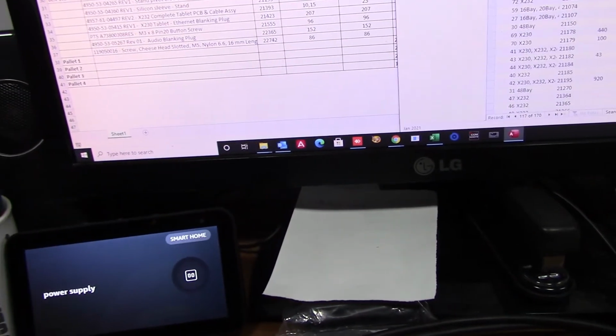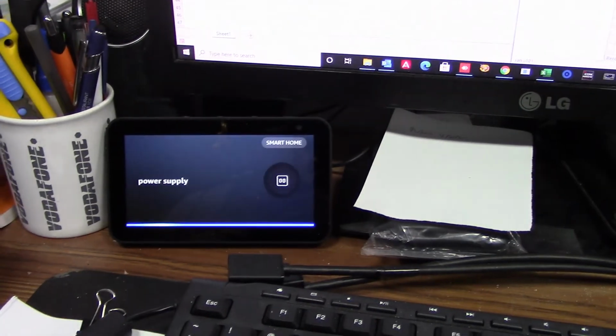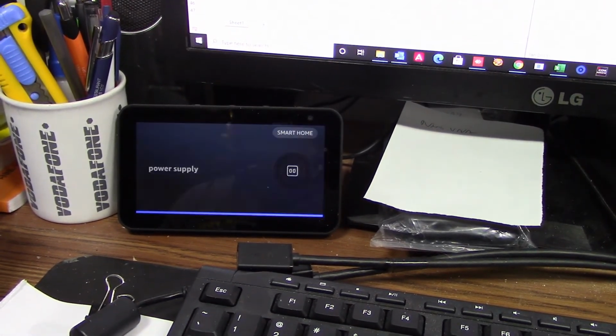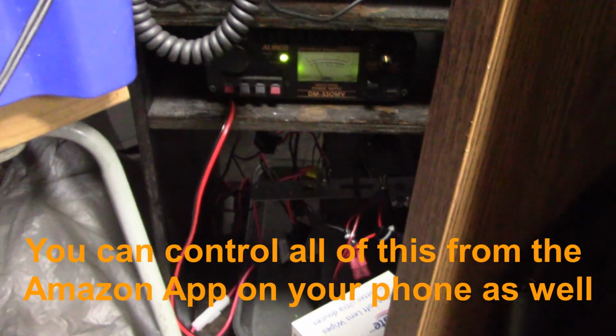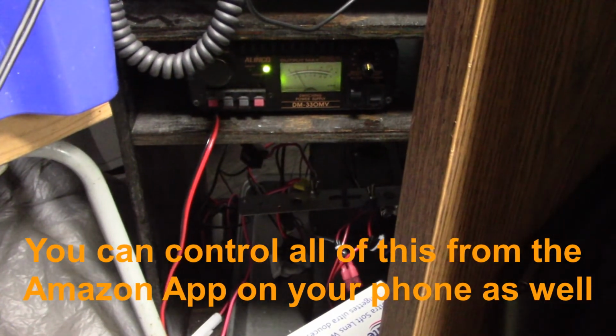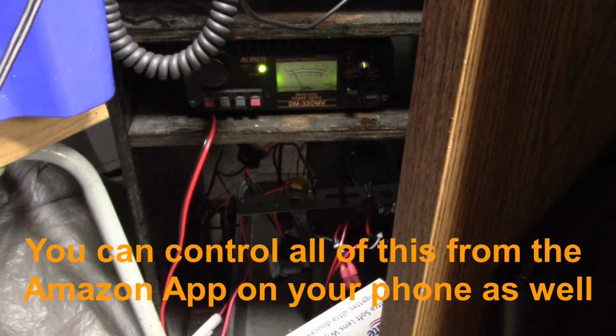So we'll have a look at Alexa here. Alexa, turn power supply on. Okay. And it's back on. So let's have another little look at what actually happens to the power supply. This is my power supply, and in the darkness at the bottom of the screen is my car battery. Alexa, turn power supply off. Okay. That's it. Alexa, turn power supply on. Okay.